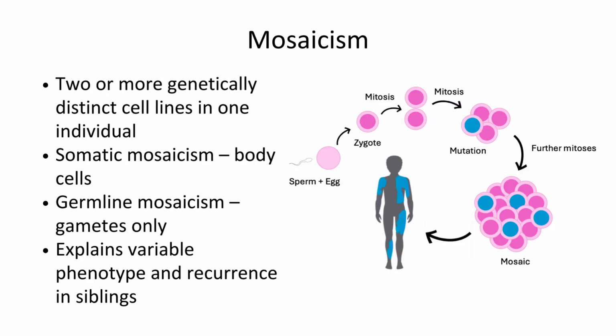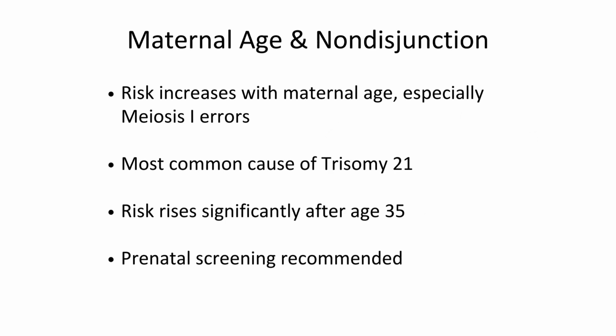Mosaicism refers to the presence of two or more genetically different cell lines in one individual. Somatic mosaicism affects body tissues, while germline mosaicism involves only reproductive cells. This explains why some individuals have variable presentations and why certain genetic disorders recur in siblings even when parents are normal. One of the most important risk factors for nondisjunction is advanced maternal age, especially affecting Meiosis I.